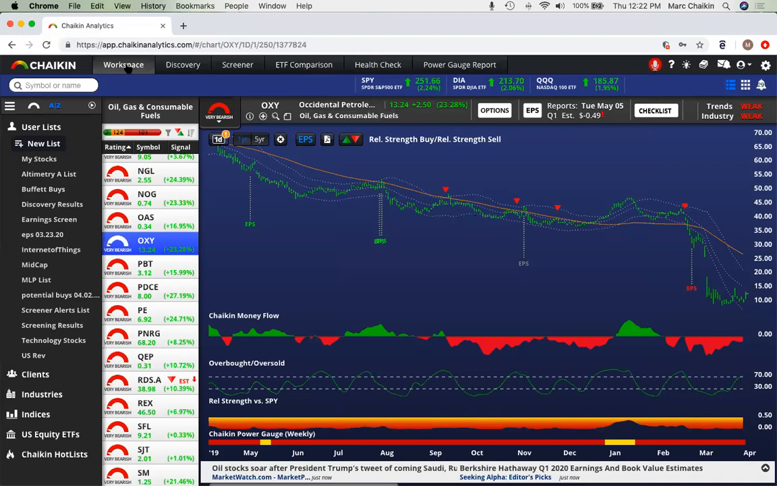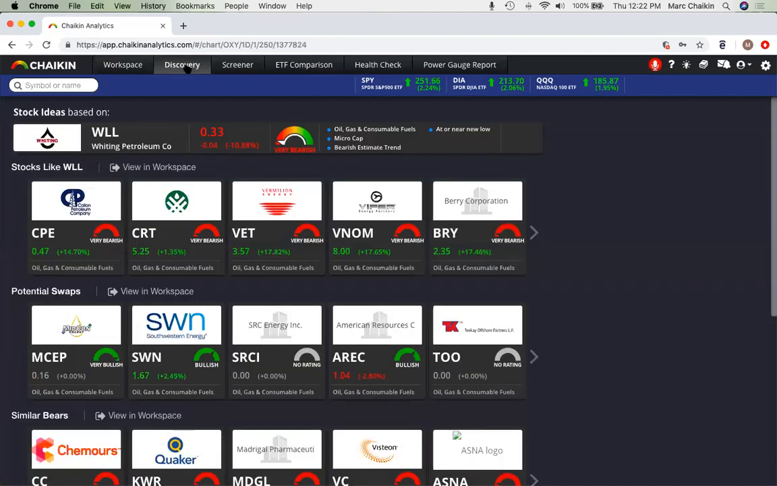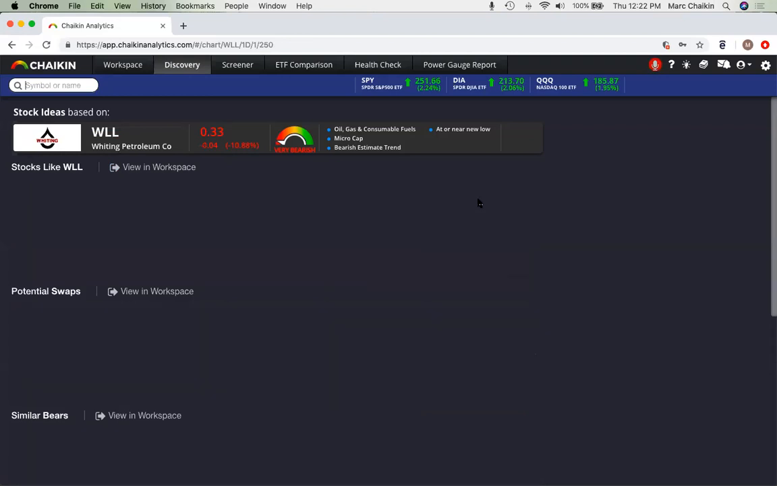I'd like to show you a couple of other pieces of technology that we've built into Chaikin that are really interesting. So let's go to what we call our stock discovery engine. We've zeroed in on Whiting as a company that just filed for bankruptcy. So are there stocks that are similar to Whiting that may end up in bankruptcy as well? Well, using our stock discovery engine, we've already done this, but I'll repeat the process. We find stocks like Whiting.